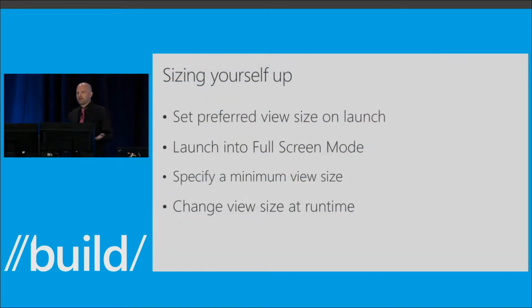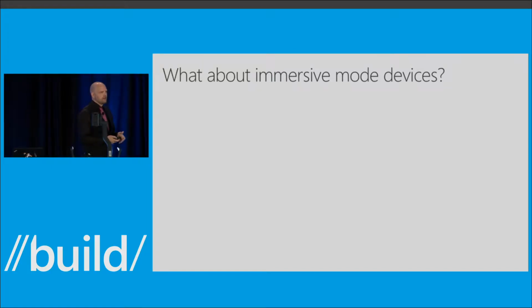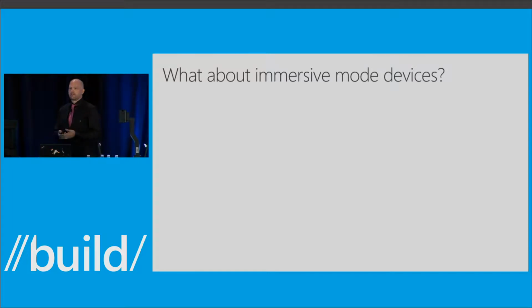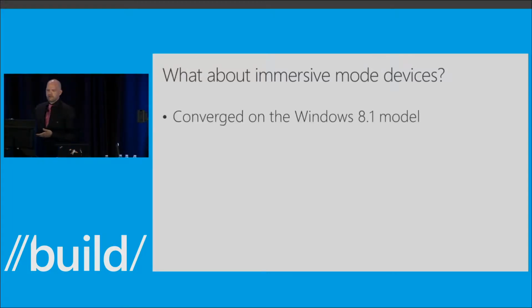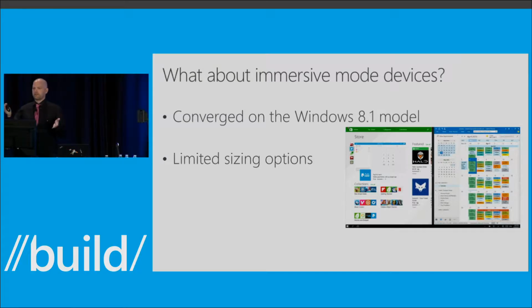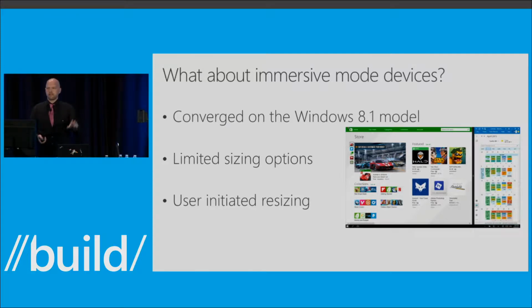when the user runs your application, they may run it also in something that is called immersive mode, which is pretty much phones, Xbox, PPIs, where the user does not have multiple windows that they can resize freely. And we need to take that into account when we design our apps. So immersive mode is converged on the 8.1 model, where you have limited sizing options. Things like full screen, there's only one app running, such as a phone. Or in tablet mode, where you have 50-50 splits. Or like on Xbox, where you have Snap. Of course, you have Snap in tablet mode as well. But these are all user-initiated resizing. It means that the user is in control when this happens. It's in reaction to something.